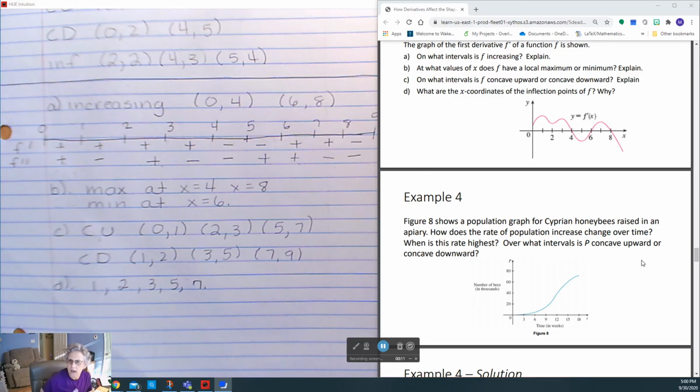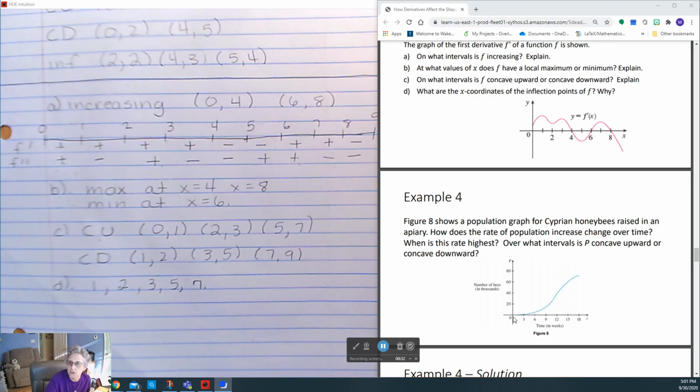Example 4 has a graph for Cyprian honeybees raised in an apiary. How does the rate of population increase change over time? When is it highest? When is it concave up? And when is it concave down?